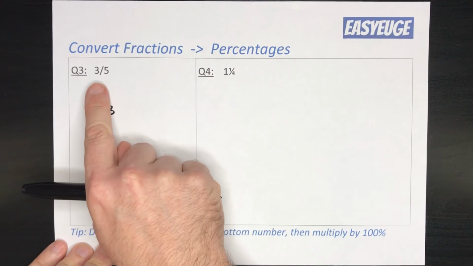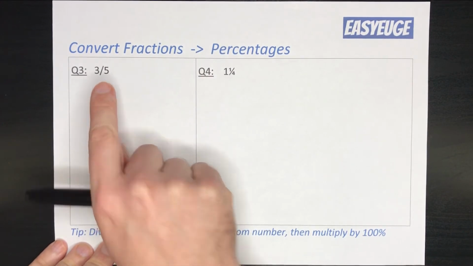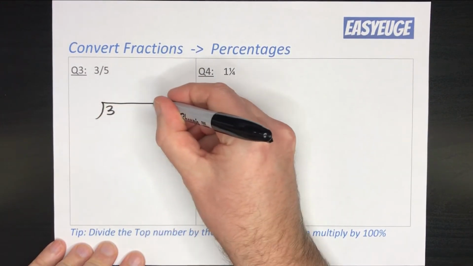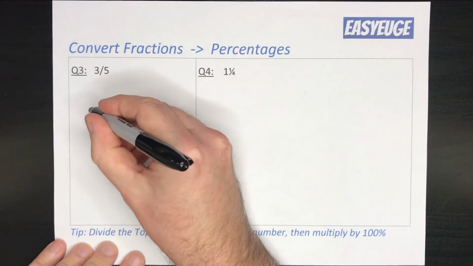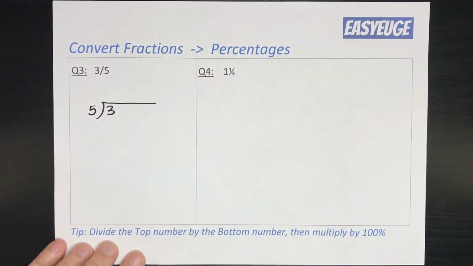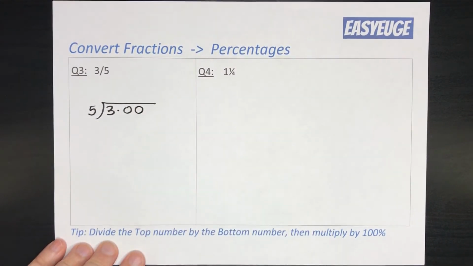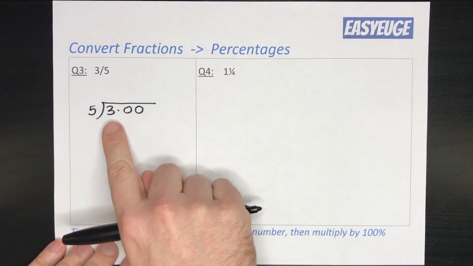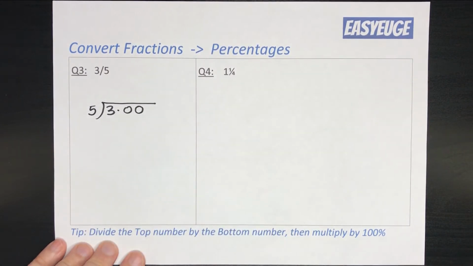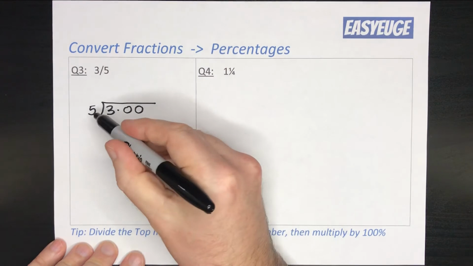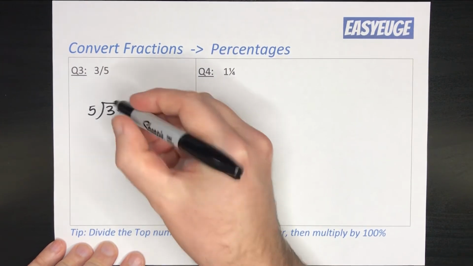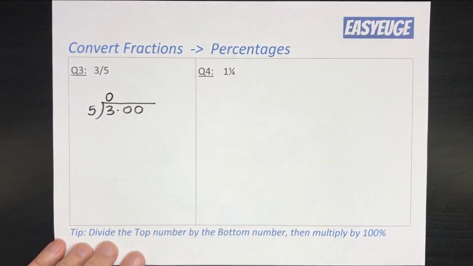So the top number is 3, and we're going to divide by 5. Let's put our division bracket on. 3 divided by 5. I think we're going to need some decimal points. Let's put some in. We'll pop in 2 for now. Okay, so the value of 3 and 3.00 is exactly the same. Will 5 divide into 3? No, it won't fit. So that's 0.